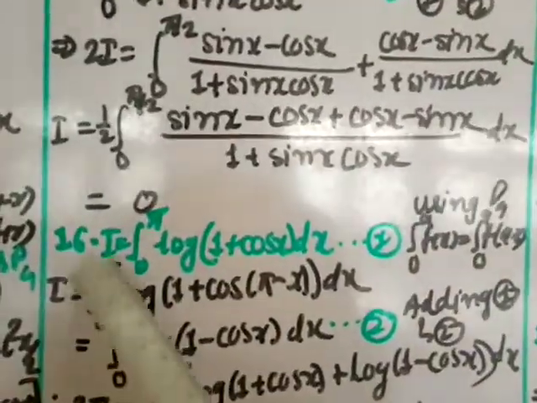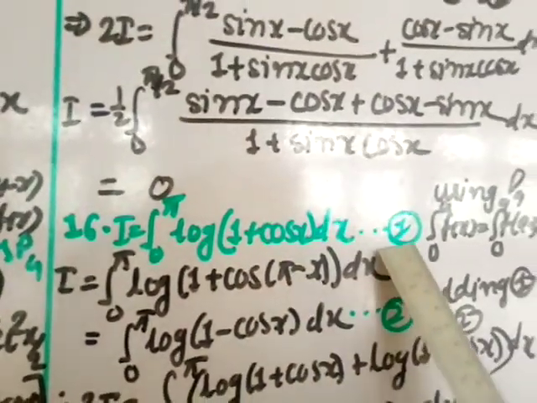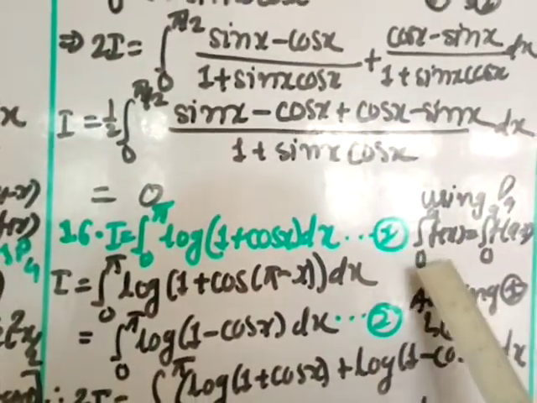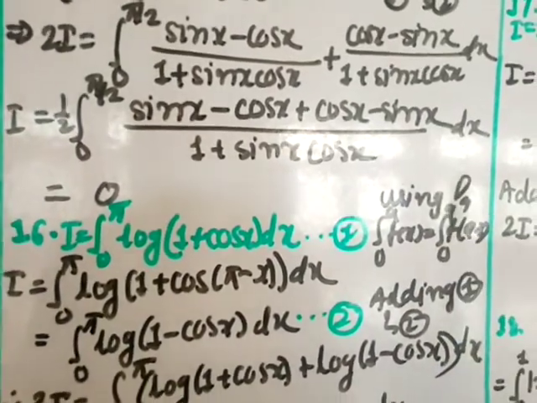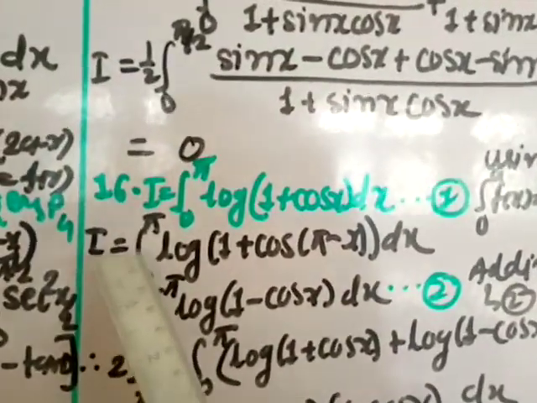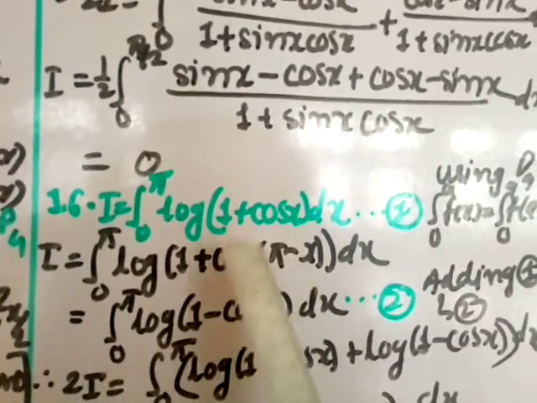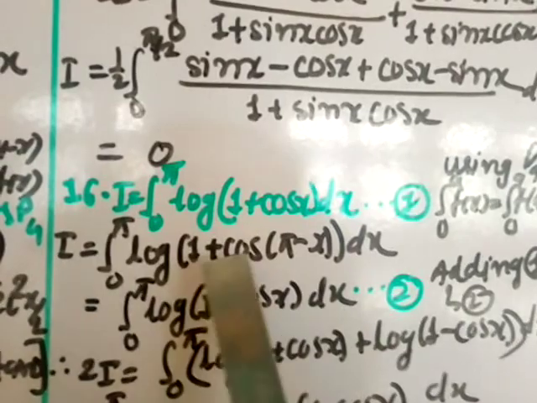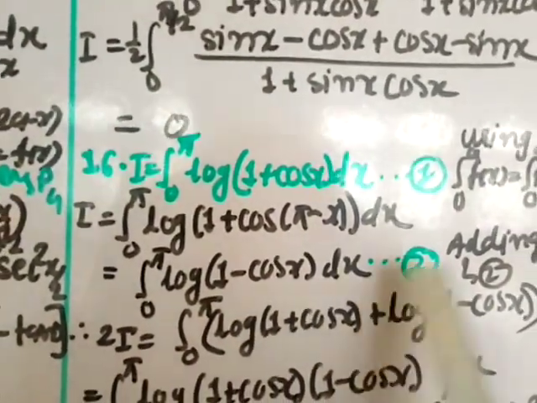Question number 16. I is equal to integral 0 to π of log(1 + cos x) dx. Call it number 1. Using property P4, integral 0 to a f(x) equals integral 0 to a f(a - x) dx. I is equal to integral 0 to π of log(1 + cos(π - x)) dx. Cos(π - x) gives you minus cos x. Call it number 2. Now add 1 and 2.